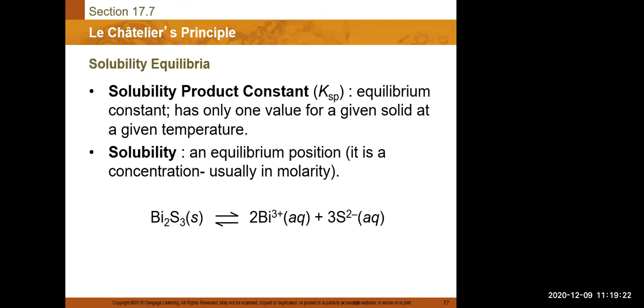Here's another one. We do it the exact same way. We have this bismuth compound here, which is a solid, breaking apart into its ions. If we were to write our KSP, we would still take the coefficients as the exponents. So our 2 here becomes squared, our 3 here becomes cubed, and we get our KSP expression for this. Again, we have no reactant involved in that particular case because it is a solid.